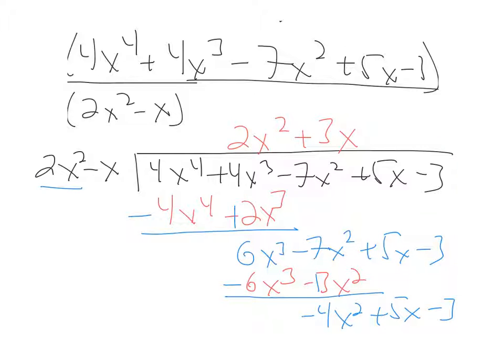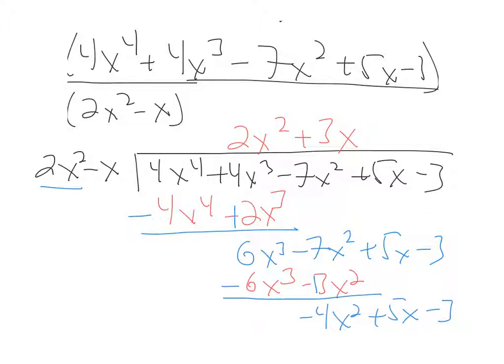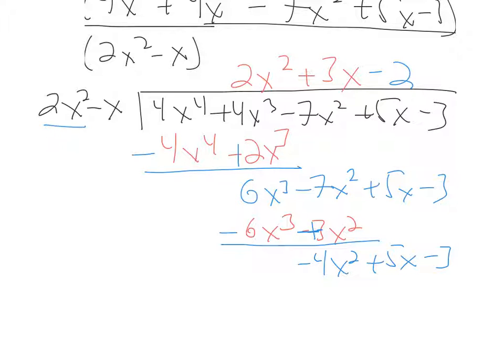And then I ask myself, what times 2x squared is negative 4x squared? And I'm thinking negative 2. So negative 2 times 2x squared is negative 4x squared. And then negative 2 times negative 1x is positive 2x. Then I've got to remember I've got to subtract. I've got to change my sign, so that turns negative. So that leaves me 3x minus 3.